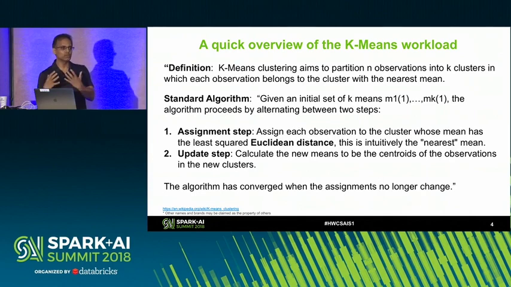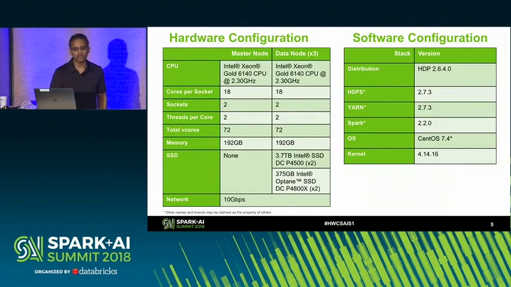Basically, that means there are no more changes. So it's an iterative process. So that's the Kmeans workload I took to go with my Spark configuration. Now here is my hardware and software configuration.